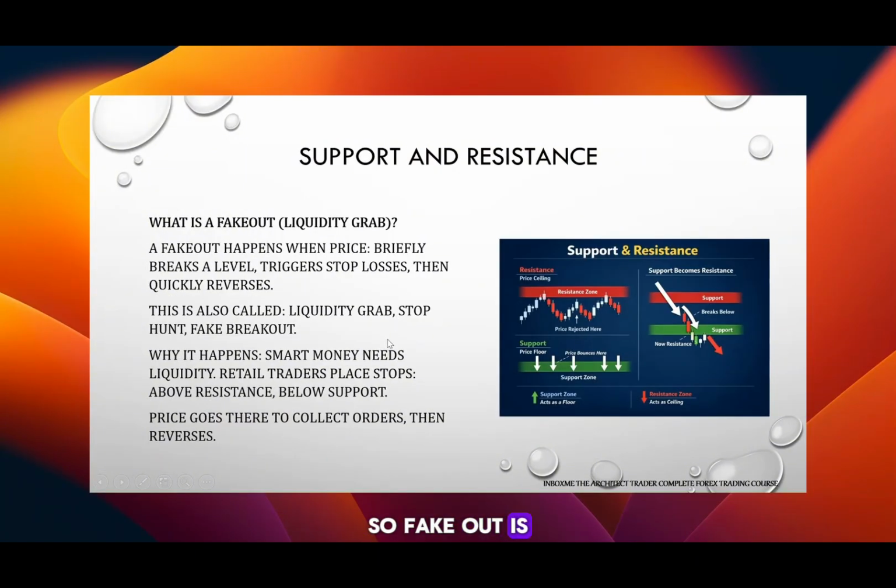So, fake out. This is what you want to run away from or use as an advantage. A fake out happens when price briefly breaks a level and triggers stop losses. They call it a stop loss hunt or whatever. Then it quickly reverses. This is called a liquidity grab, stop hunt, or fake breakout. Why does it happen? Smart money needs liquidity. Retail traders place stops above resistance or below support. Price goes there to collect orders, then reverses.